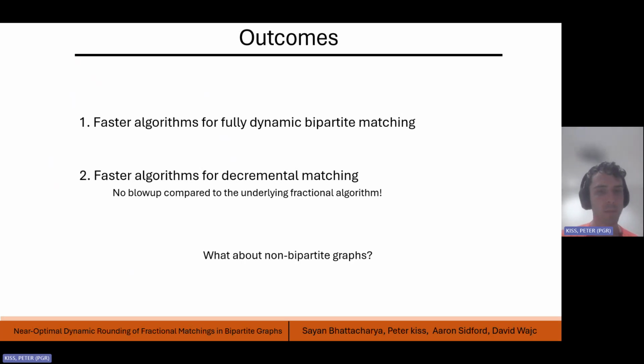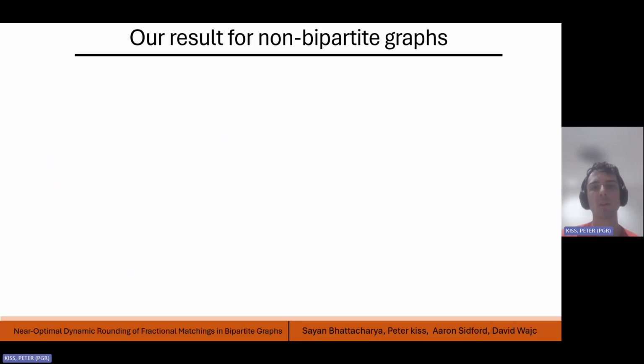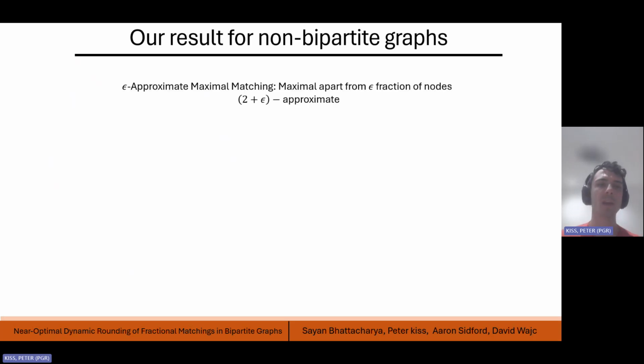But do we get something for non-bipartite graphs? For non-bipartite graphs, we also get some supporting results. That is, we can maintain an epsilon approximate maximal matching. An epsilon approximate maximal matching is just a matching which is almost maximal apart from some epsilon fraction of nodes, where maximality is defined in the way that a matching is maximal if it cannot be extended by any edge. Note that it is folklore that an epsilon AMM is 2 plus epsilon approximate.